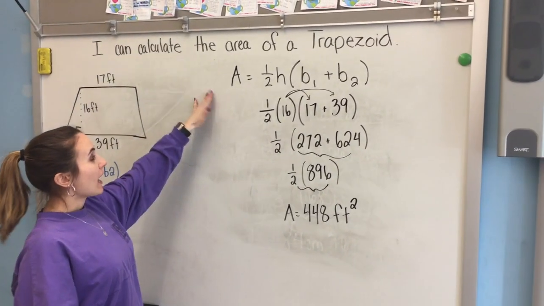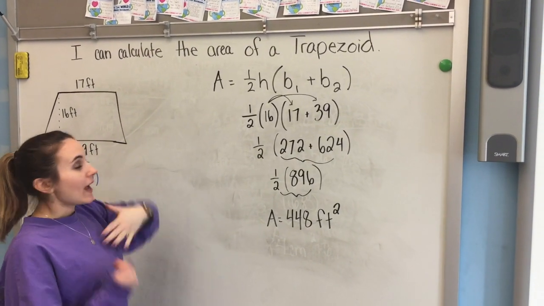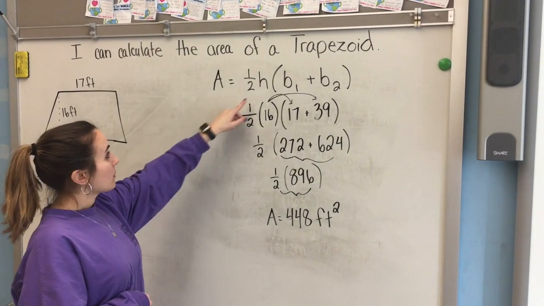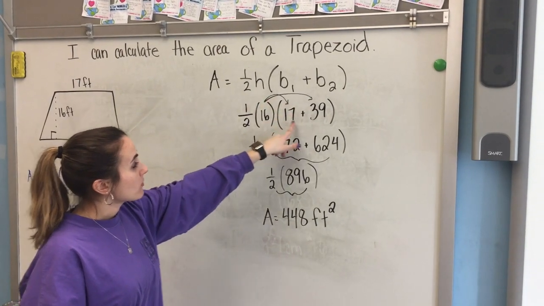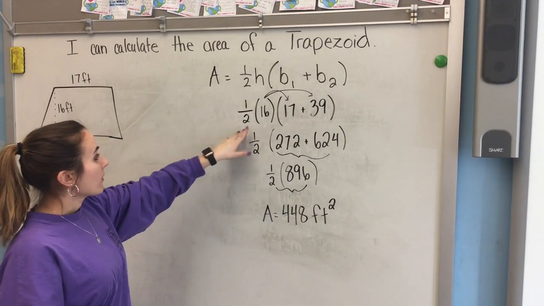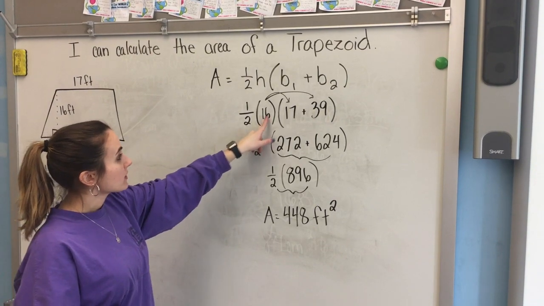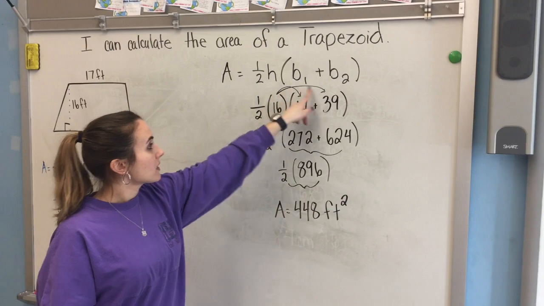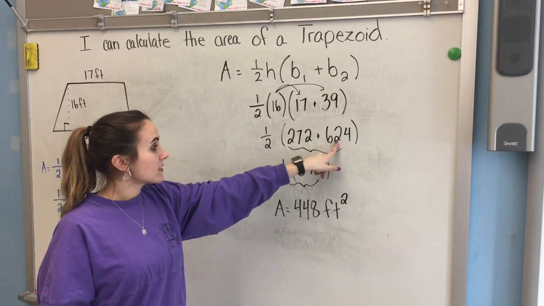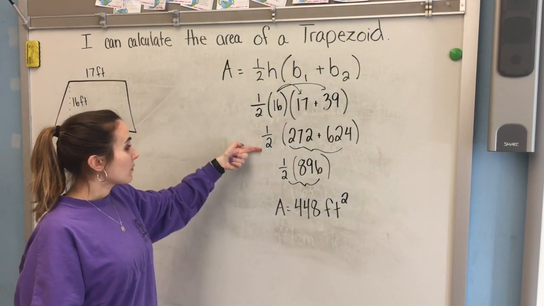So once again, I have my area formula. I like to use a distributive property. So I'm going to plug in for my height, which is 16, and my bases, which are 17 and 39. So if I did the distributive property first, 16 times 17 is 272. 16 times 39 is 624. I brought down my half.